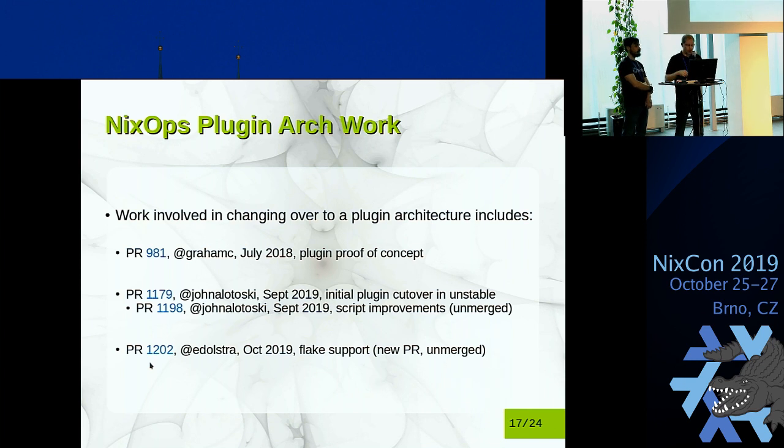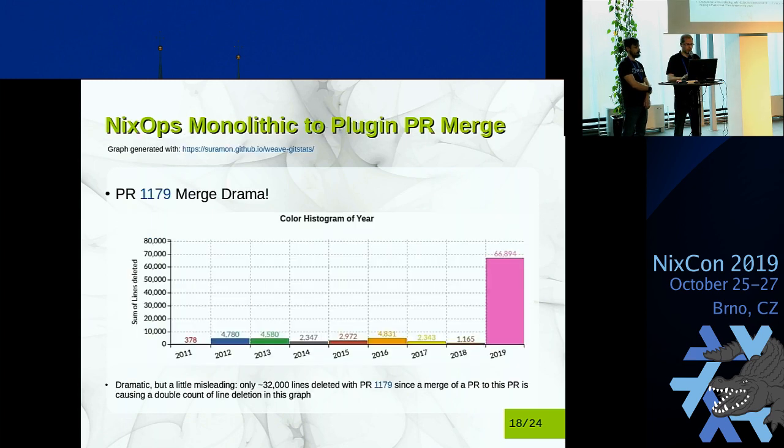So that looks to me probably the way we'll be going in the future, is bring all these plugins together with flakes. So here's a little merge drama. When that plugin architecture PR merged, there was a whole lot of lines deleted. It's a little exaggerated here because it's double counting the lines, actually. It's really just 32,000 lines we deleted from the core.